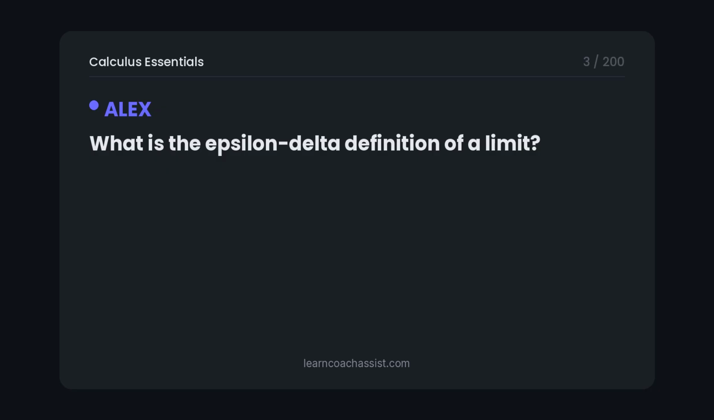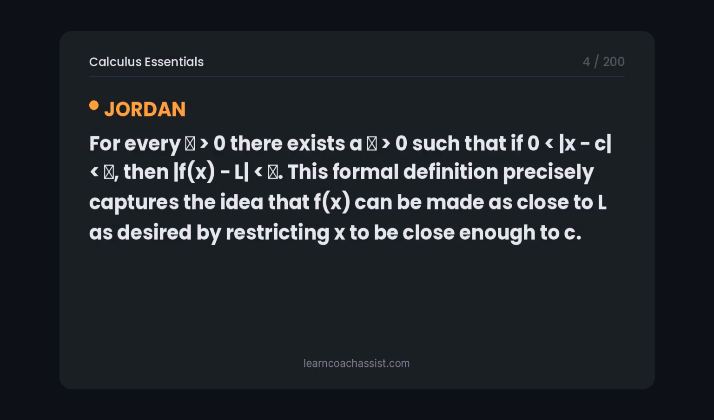What is the epsilon-delta definition of a limit? For every epsilon > 0 there exists a delta > 0 such that if 0 < |x minus c| < delta, then |f(x) minus L| < epsilon. This formal definition precisely captures the idea that f(x) can be made as close to L as desired by restricting x to be close enough to c.